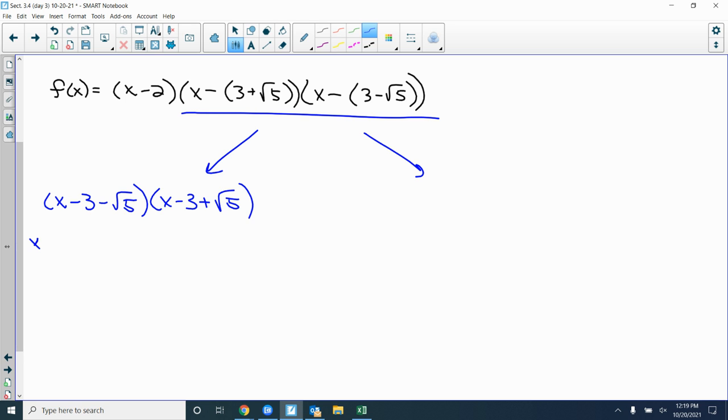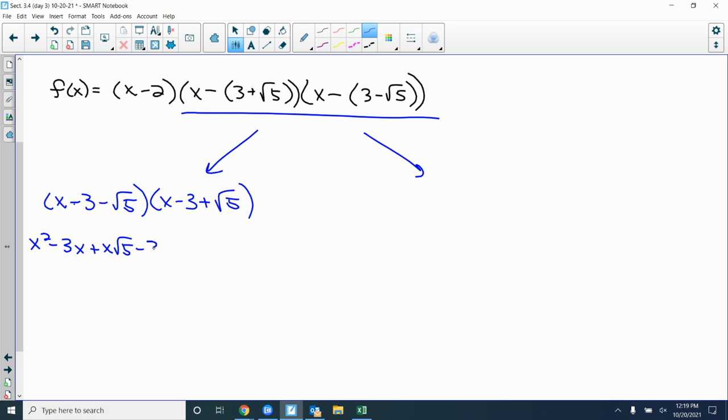X squared minus 3x plus, all right, x times square root of 5. What's the only way you can write it? X square root of 5. Remember, you cannot multiply a number on the outside by a number on the inside.